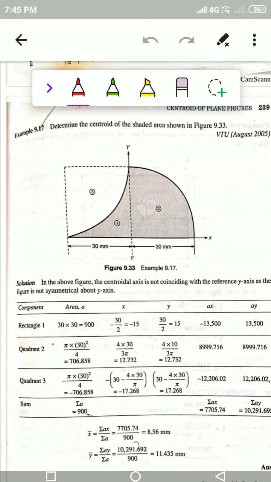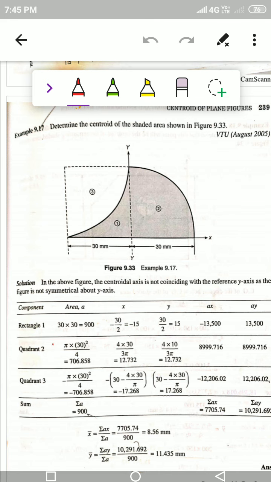Hello students, let us see another problem on centroid. Just observe, this is a somewhat different problem. You just need to find the centroid of the shaded area here. You can observe that the given shaded area is not exactly a known geometrical shape.